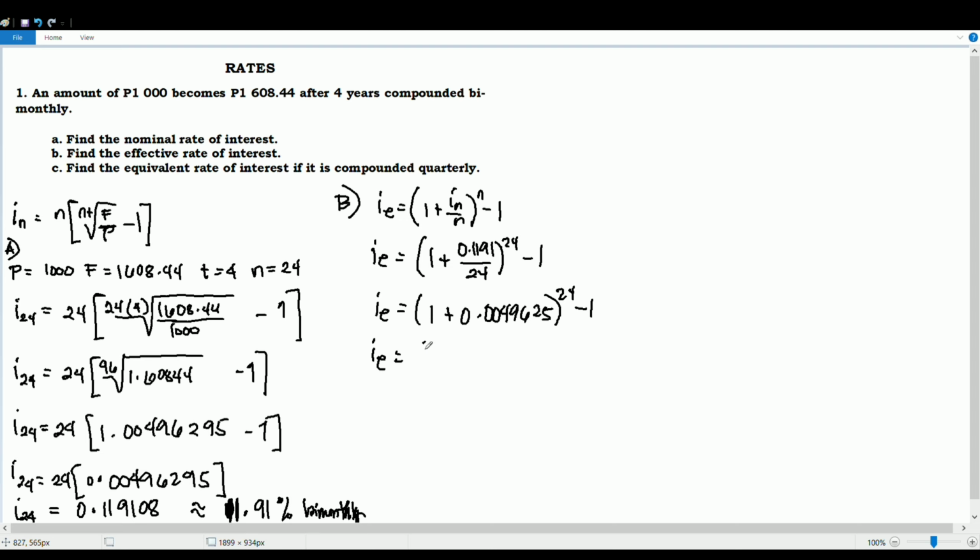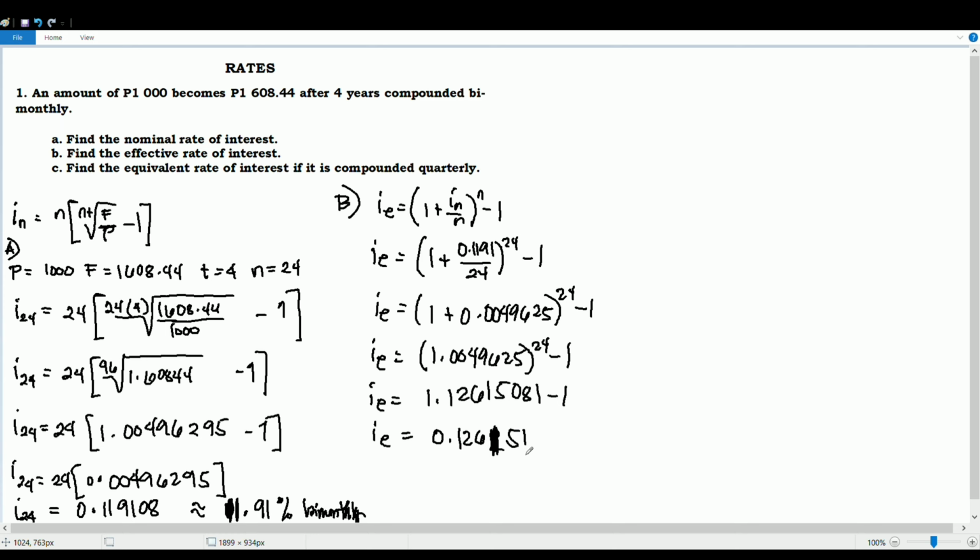Adding the numbers inside the quantity, we have 1.00492625 raised to 24, minus 1. And then we have to take the 24th power of the given number inside the quantity. The 24th power is 1.12615081. Then we subtract it by 1. The answer is 0.126151 in 6 decimal places. So in other words, we have 12.6151% annually. So get 6 decimal places for the effective rate.